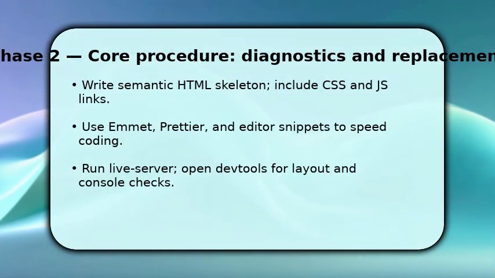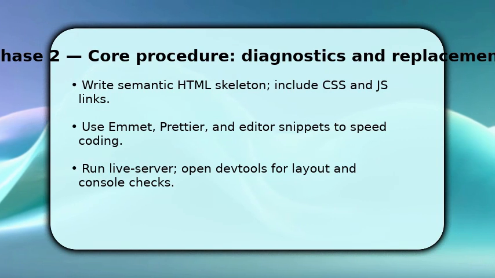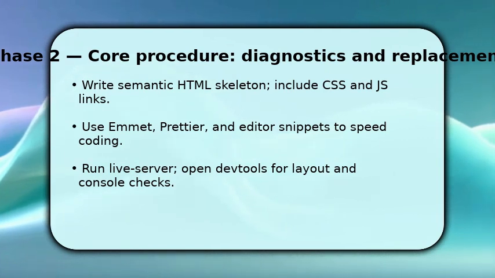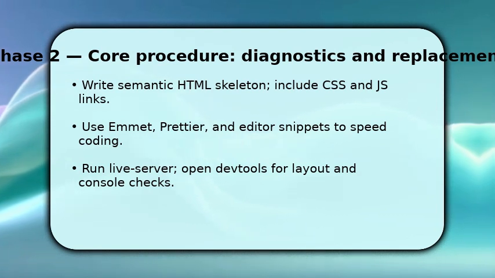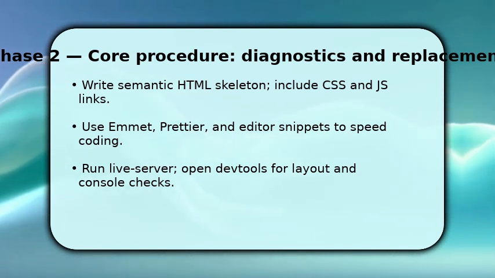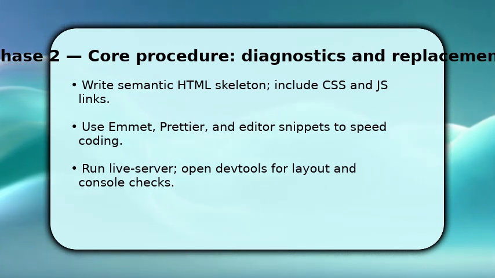Start by writing a semantic HTML skeleton: header, main, footer, link style.css and script.js so behavior and styles load. Use Emmet abbreviations and enable Prettier for consistent formatting. These tools save time and prevent syntax errors.